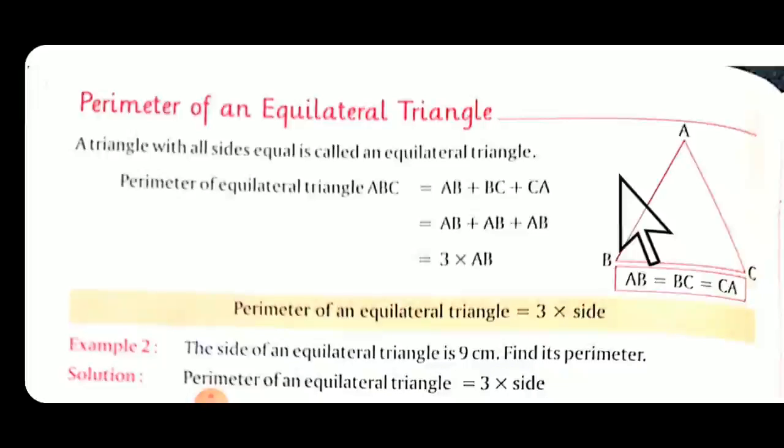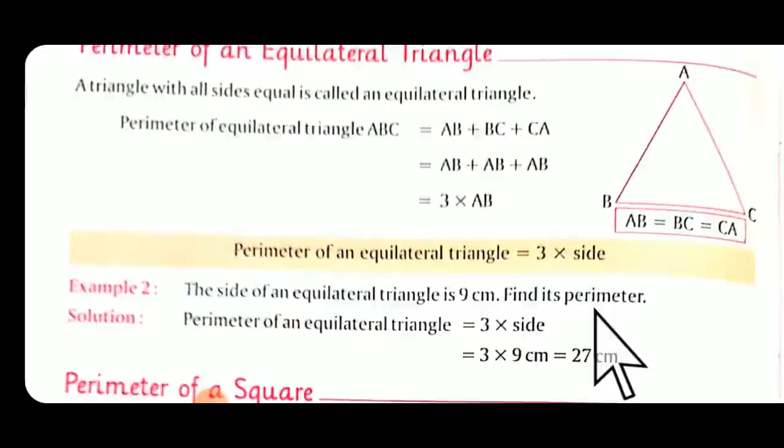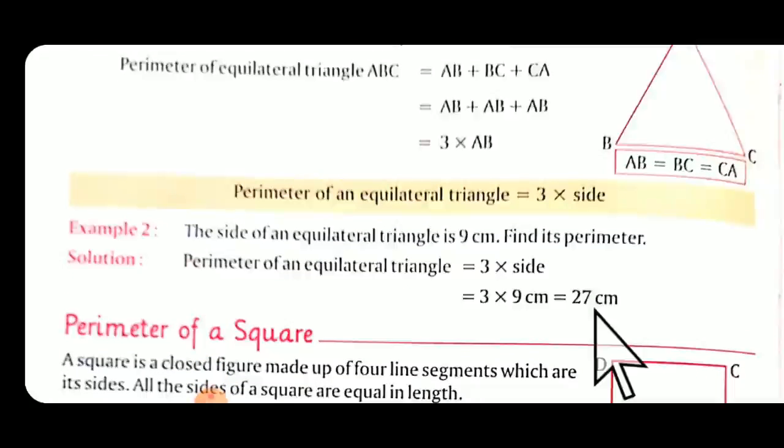Suppose AB is 2 centimeters, BC will be 2 and CA will be 2 centimeters. 3 is the sides, into the given measurement, that is 3 centimeter, 4 centimeter, whatever you write, and multiply. Instead of doing 3 plus 3 plus 3, you can do 3 into 3.